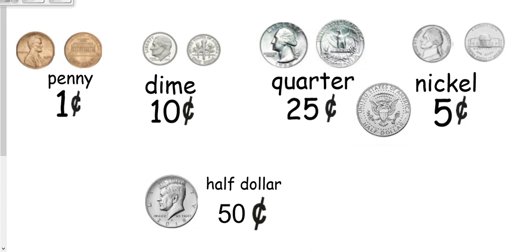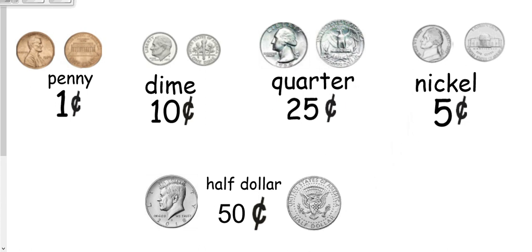The quarter has an eagle on the back of it. Some quarters will have state symbols on the back of them. The half dollar has the symbol for the President of the United States. It's called the presidential seal. So it has the wings like the eagle, but it does not have the same eagle as the quarter does. This is the presidential seal. So when you see a half dollar, look very carefully at it so you don't get tricked and confuse it with the quarter.